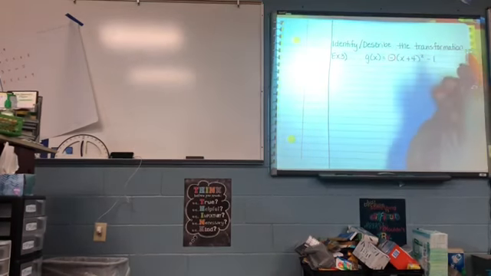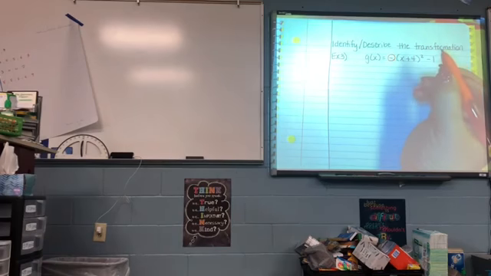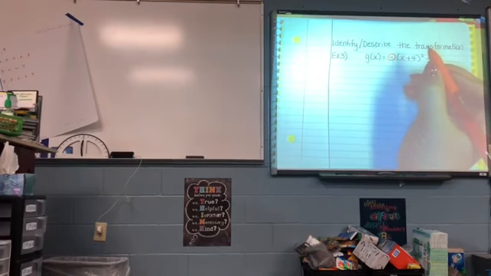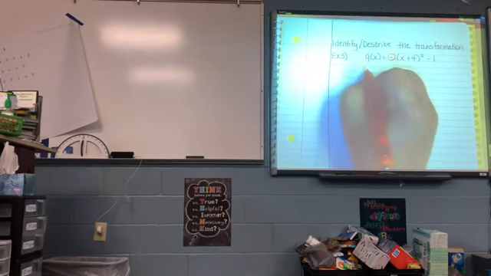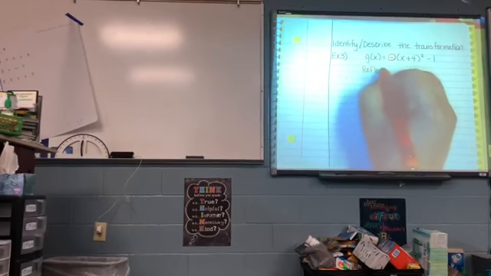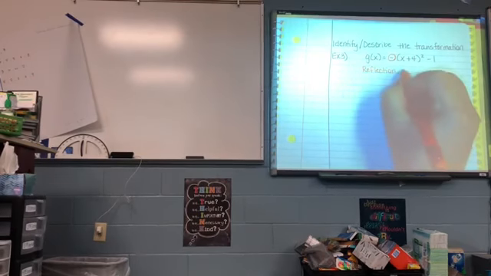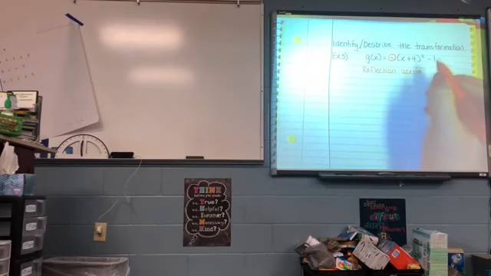negative. What does it tell me? It tells me it's a reflection. Specifically a reflection across the x-axis. Right? Flipped it upside down. Does everybody agree?